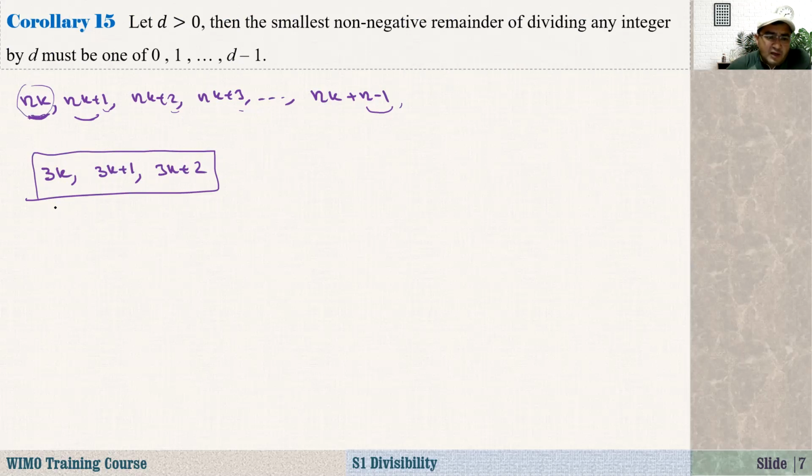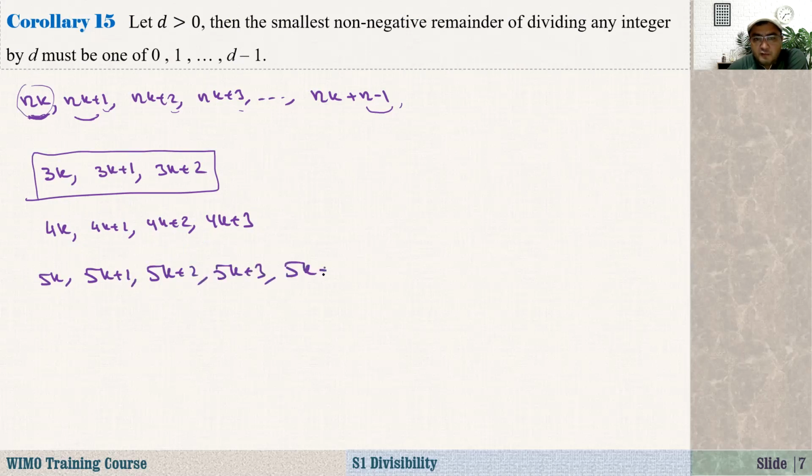So how about 4? If n is equal to 4, I can just group it like this: 4k and 4k plus 1 and 4k plus 2 and 4k plus 3. Okay, which means that actually we are saying that if you divide any integer by 4, the remainders will be either 0 or 1 or 2 or 3. If you divide, for example, any integer by 5, the remainder will be either 0, that's 5k, just like this, right? Or it will be 1, or it will be 2, or 3, or 4.